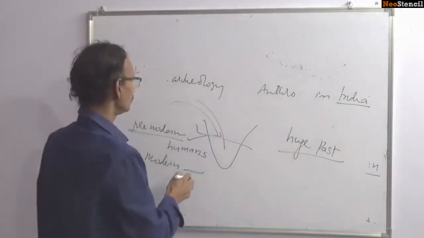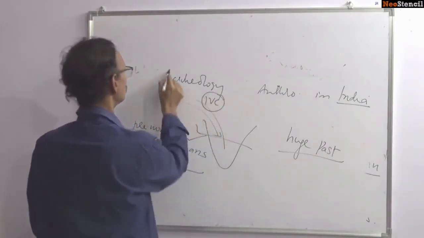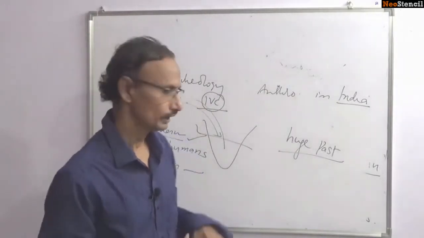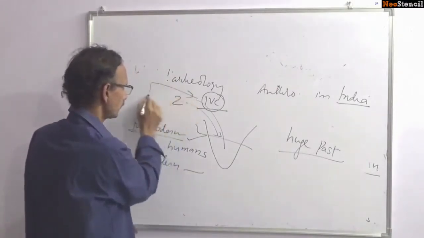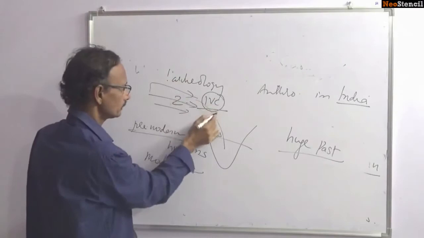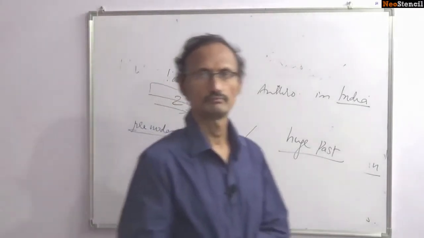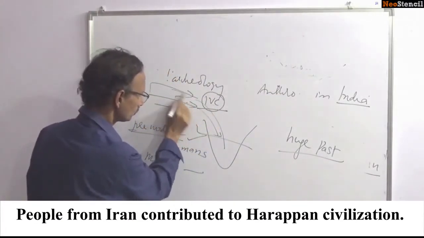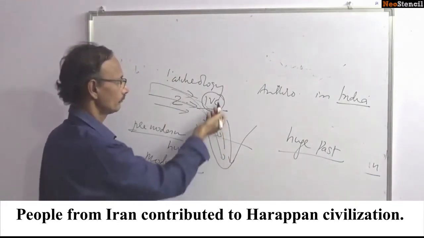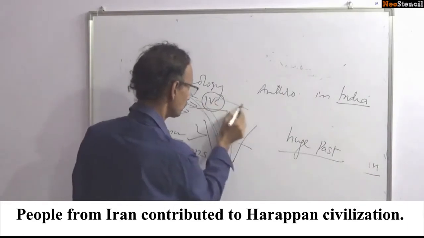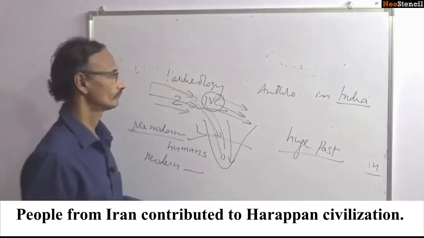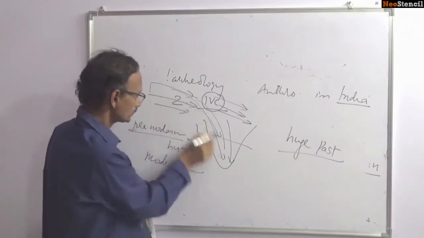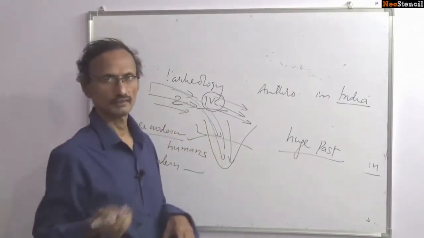And then there is ancient civilization. Study of the IVC shows that people from this side, Iran, came and created this Harappan civilization. And then some of them moved to South India. And when the Indus Valley civilization declined, people spread even to these parts. So linguistic studies show connections between Iranians and South Indians or Dravidians.